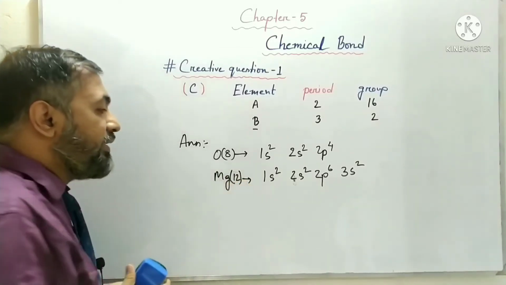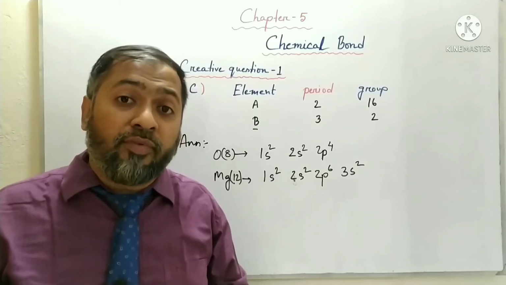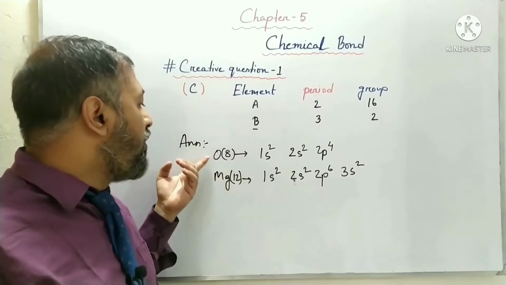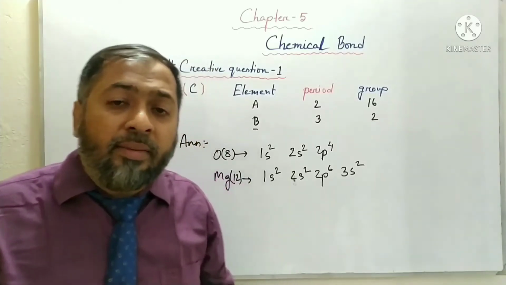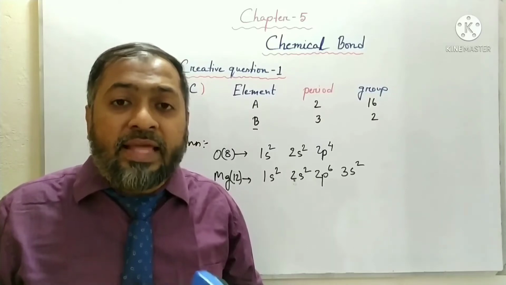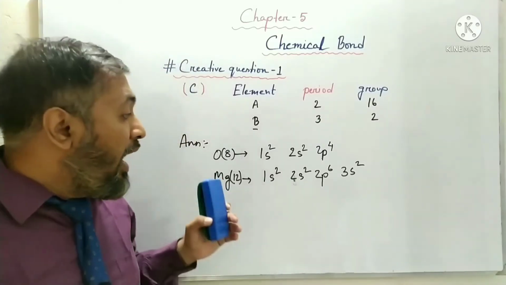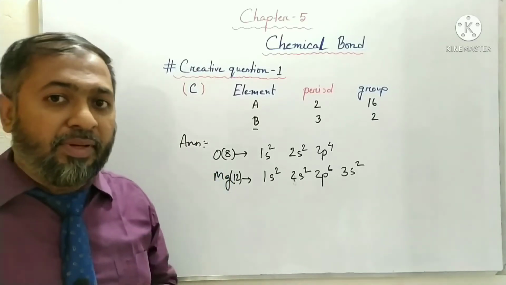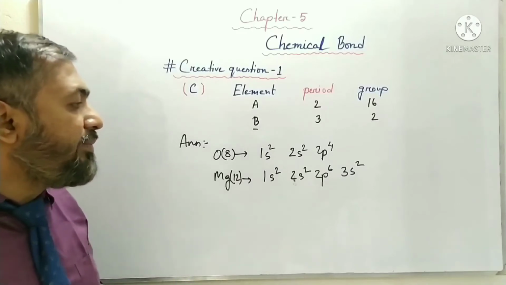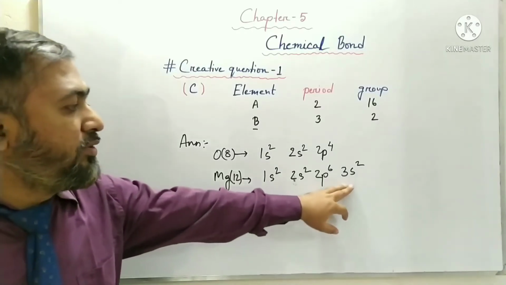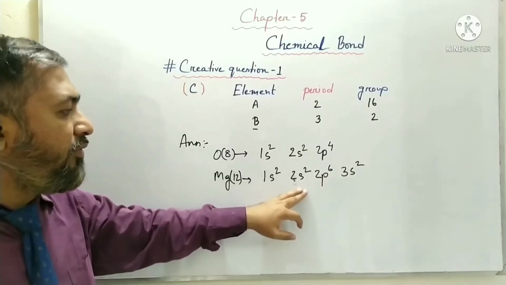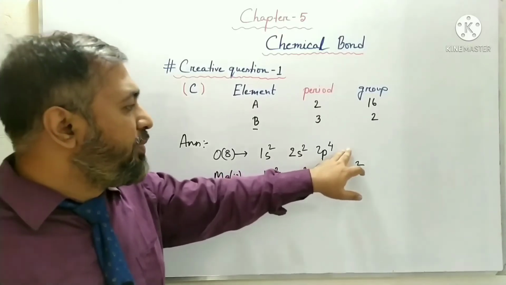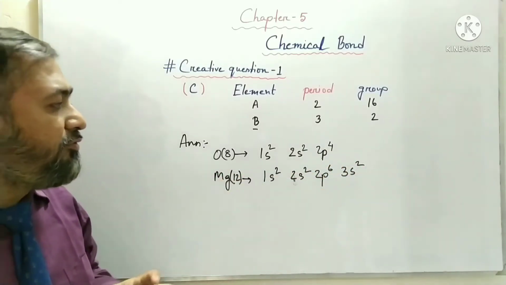Now students, very important thing, what kind of compound is formed between magnesium and oxygen? Very simple. Magnesium is a metal and oxygen is a non-metal. When a metal and a non-metal form a chemical bond, that bond is an ionic bond. So an ionic bond is created between magnesium and oxygen. What actually happens during the chemical bond? Magnesium donates 2 electrons to achieve the electronic configuration of neon. On the other hand, oxygen receives 2 electrons to achieve the electronic configuration of neon.